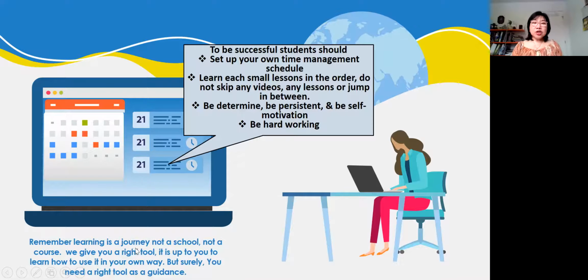Remember, learning is a journey, not a school, not a course. We give you the right tools. It is up to you to learn how to use them in your own way. But surely you need the right tools as guidance. And I'm very sure that I will give you the right tools. I'm very confident about that. So let me go to the next slide.